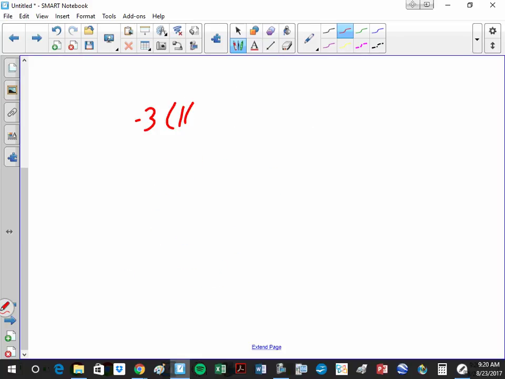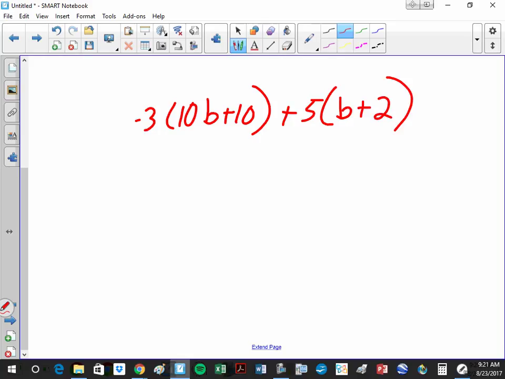Negative 3 times 10b plus 10 plus 5 times b plus 2. What should I do here? Distribute the 3 in and distribute the 5 in. So I'll multiply those in, and I'll multiply that in. What is negative 3 times 10b? Negative 30b, good. Minus 30, and let's stop here for a second.